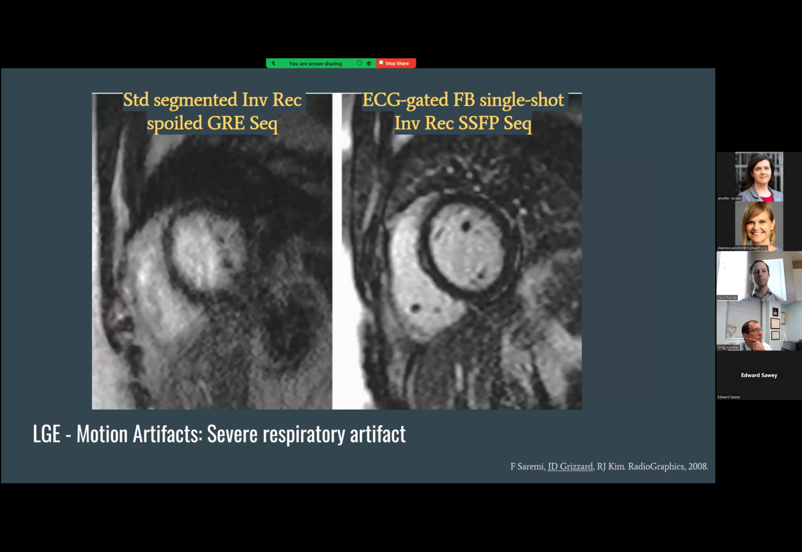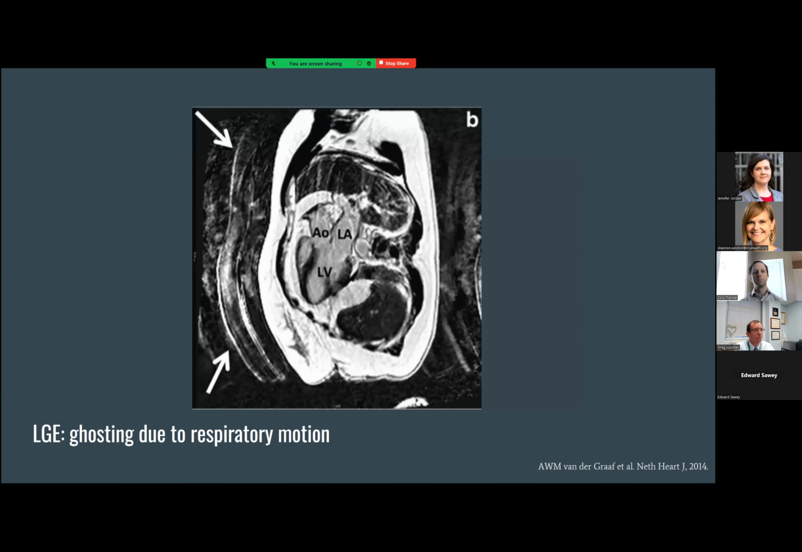This is a case of a patient that had severe respiratory artifact on the left-hand side with our standard segmented inversion recovery gradient echo sequence. And on the right-hand side is that single shot LGE that's free breathing. And so you can see the recovery in the image quality back to a diagnostic level scan as well, using that single shot technique here.